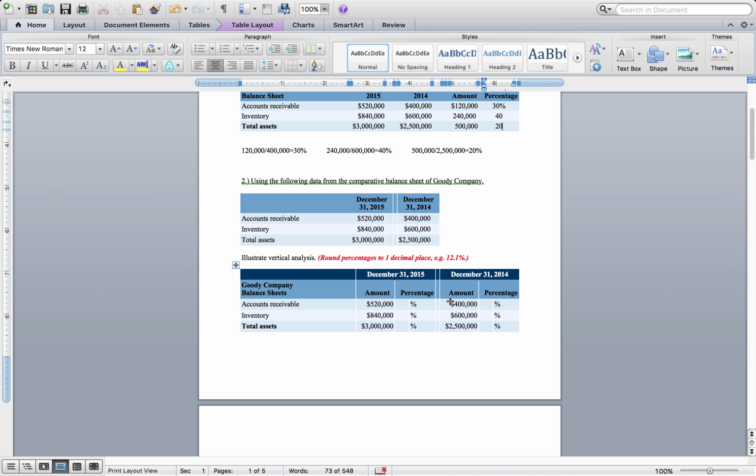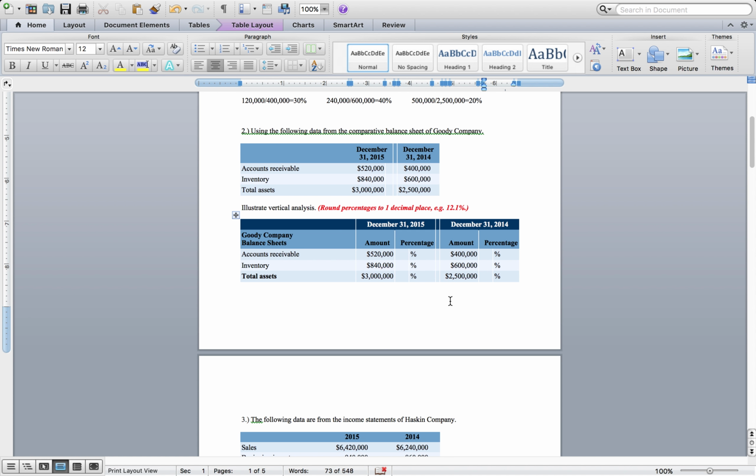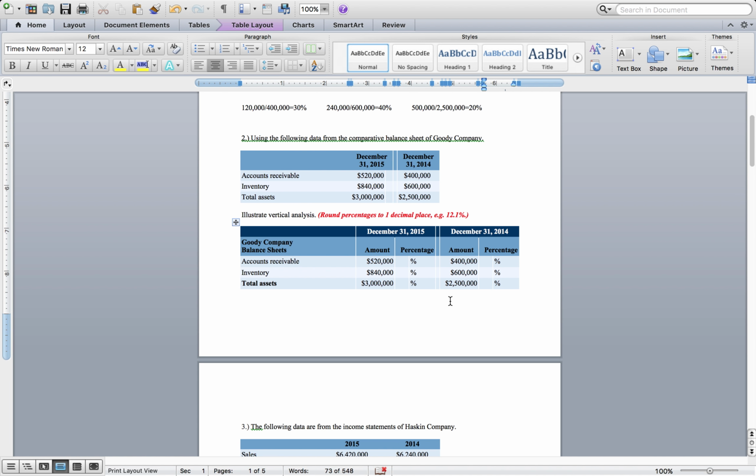Keep going down now. The next one: use the following data from the comparative balance sheet of Goody Company, illustrate vertical analysis. Now remember, vertical is the opposite. Horizontal, like we said earlier, went straight across. Vertical, we're going up and down. So for each one, you want to see what percentage is of the total.